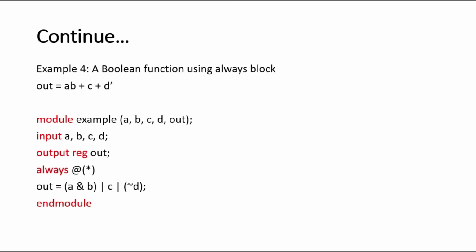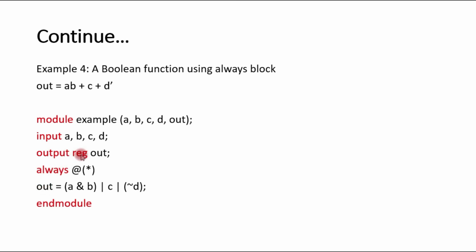Another example using always block is provided here. A boolean function, that is out equal to ab plus c plus d bar, is implemented using always block. So the Verilog program for this boolean function is given here, module, and here inputs are a b c d and output is out. So input output terminals are defined here. Inputs are A, B, C and D. Output is out. And here we are using output in the always procedural block. That's why it should be a register data type.